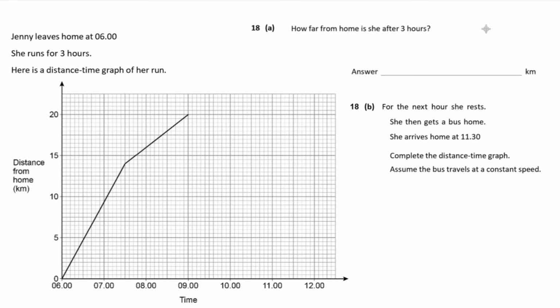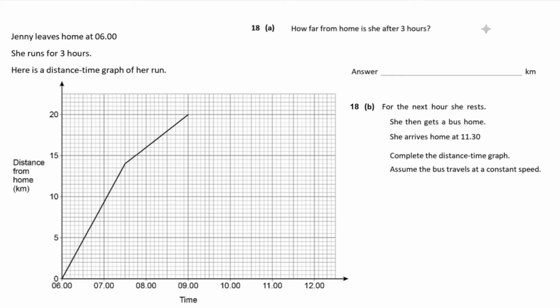Question 18. Jenny leaves home at 6. Presumably that's AM. She runs for 3 hours. Here is the distance time graph of her run. So we've got time along the bottom. It starts at 6 and goes up to 12 midday, and then up the side we've got distance from home measured in kilometers. Okay, so how far from home was she after 3 hours?